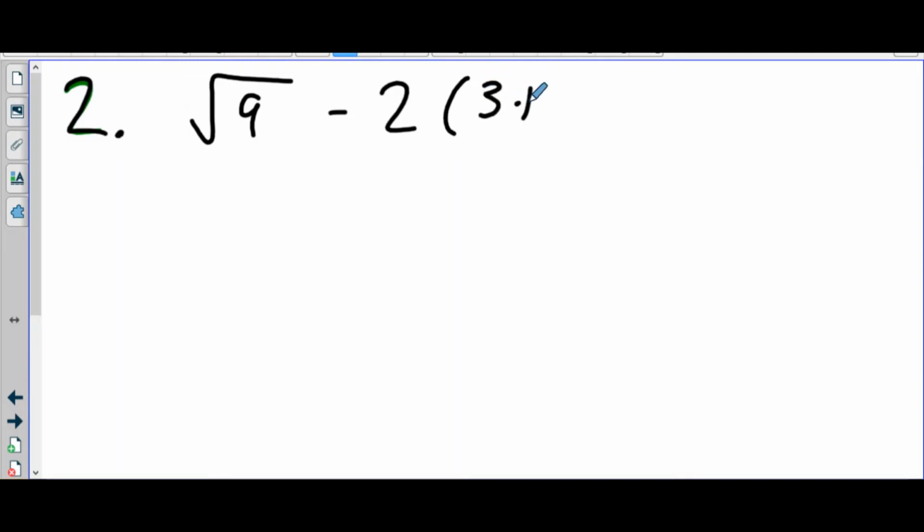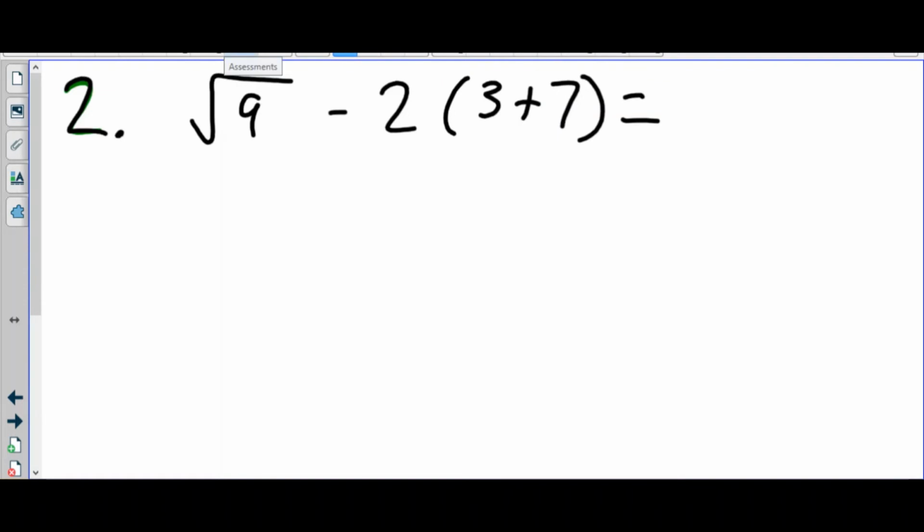So question 2, again, I write it down first. The square root of 9 minus 2, parentheses, 3 plus 7, close parentheses, equals. Okay, I do my grouping symbols. So there are 2 grouping symbols here. I see a square root, which is a grouping symbol, and I see that I have in parentheses 3 plus 7. So I'm going to go ahead and evaluate both of those grouping symbols.